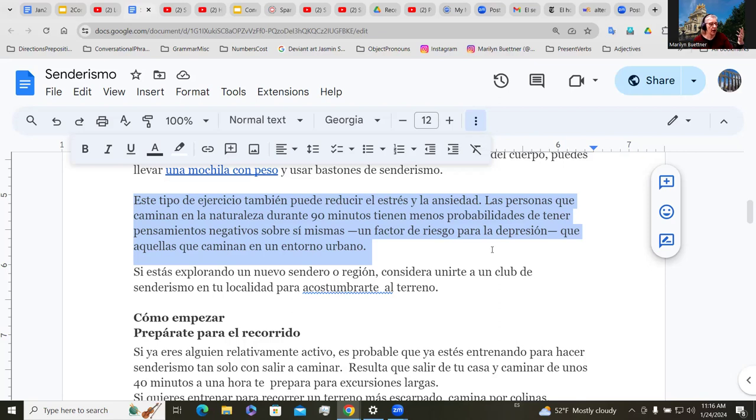People who walk out in nature for 90 minutes. And notice when we say for 90 minutes, often that for could be for duration, but durante is often used in this context too. It could be por grammatically, but they use durante, conveys the same idea. For a 90-minute stretch, have lower probability of having negative thoughts about themselves.